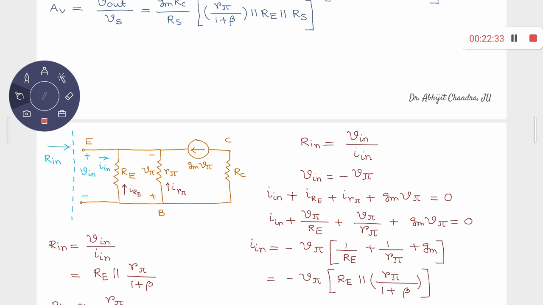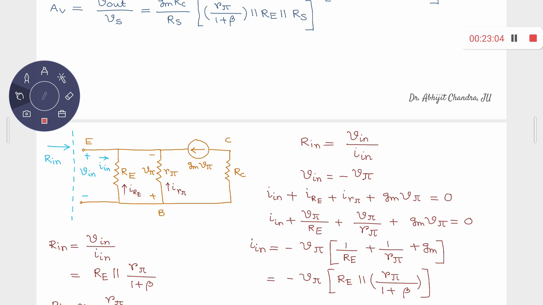First of all, we have to kill all the independent voltage and current sources. All the independent ones you have to kill. Independent, not the dependent ones. This is gm V pi, remember gm V pi is a dependent current. So you cannot kill this one. But you have to kill all the independent voltage and current sources. Right? So is there any independent voltage source? Yes. At the input side, you have connected something from external. So that you have to kill.